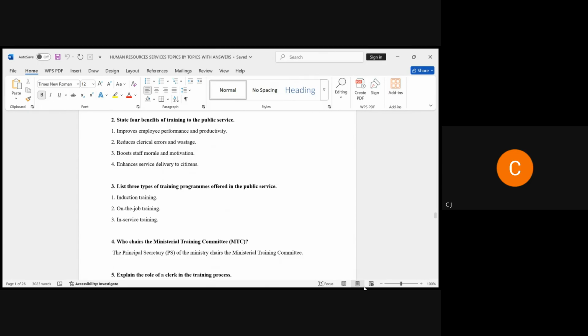Explain the role of a clerk in the training process. What's the role of a clerk? What's your role in the training process? The role of a clerk in the training process. Record keeping, correct. Another one. Identifying training needs, correct. Data entry, correct. Identifying training applicants, correct.